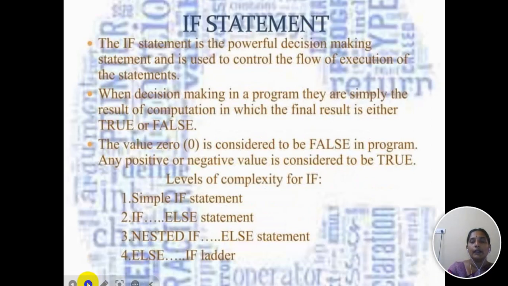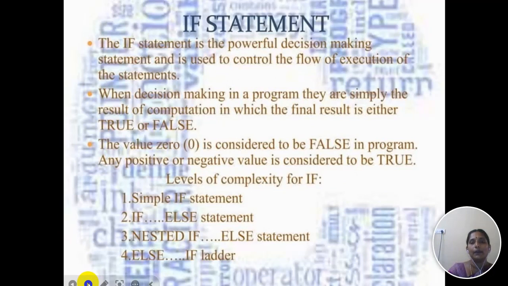In decision making and branching, the first type is the if statement. The if statement is a powerful decision making branching statement. It is used to control the flow of execution of the statements. When decision making in a program, the result of the computation is simply either true or false.